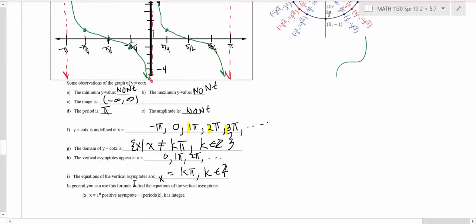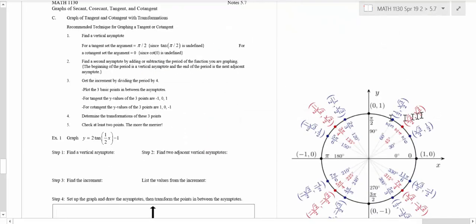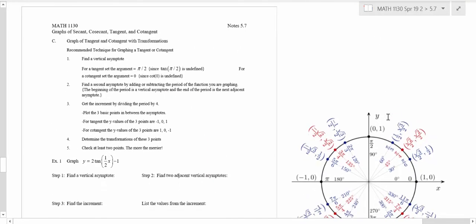Any question about what I did with the cotangent? Just applying the definition, cotangent's x over y, going around the unit circle, that gives you the points in that table, and that'll show you how the structure goes. All right, and when you do a graph of a tangent and cotangent that's got transformations, I teach this a little bit different than I do the secant and cosecant. The secant and cosecant, the key is to graph the sine and cosine and then sketch the rest.